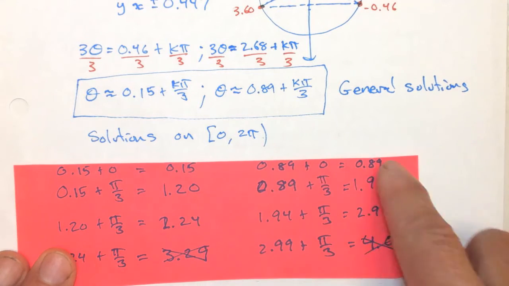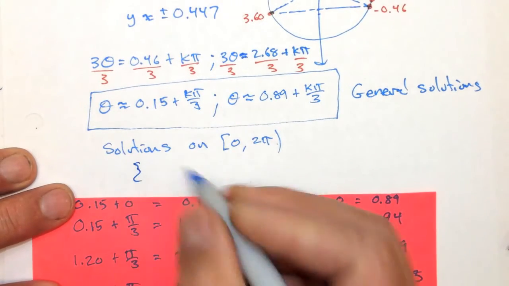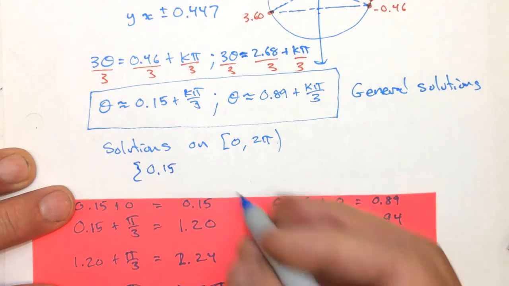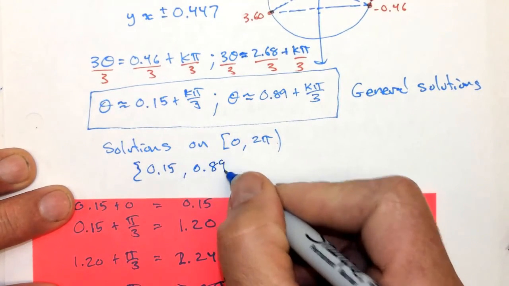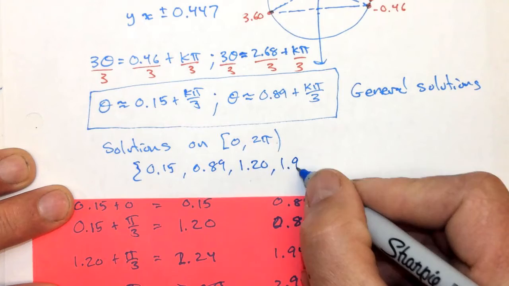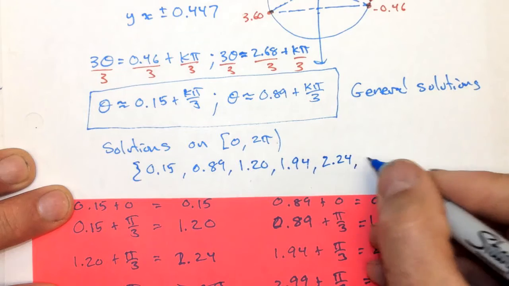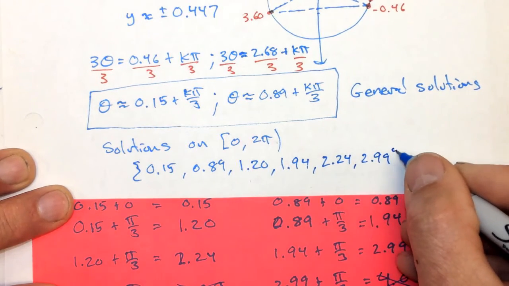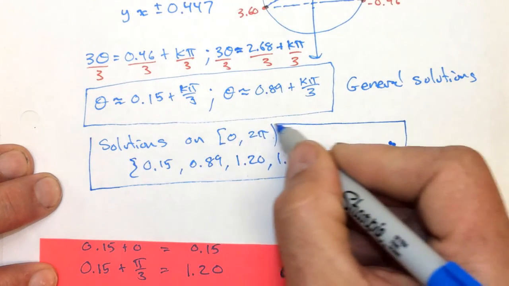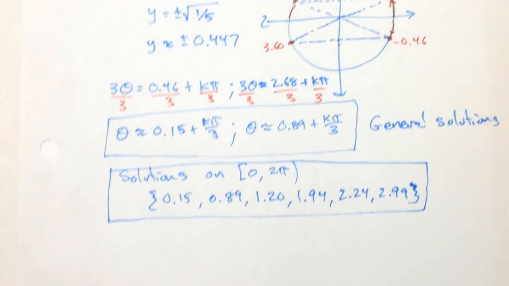So this gives me 1, 2, 3, 4, 5, 6 solutions between 0 and 2 pi. So I'm going to try to put them in order: 0.15. The next one is 0.89. The next one is 1.20. The next one 1.94. The next one 2.24, and then 2.99. So if I want the solutions on 0 to 2 pi, I have these. Okay, so there it is.